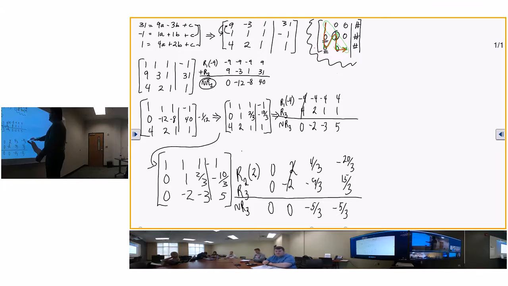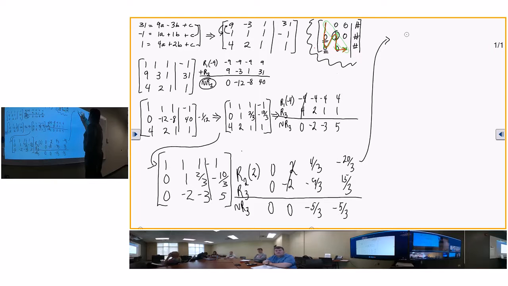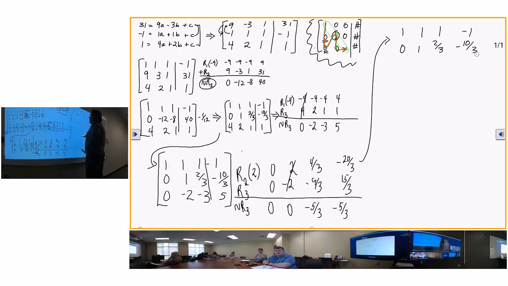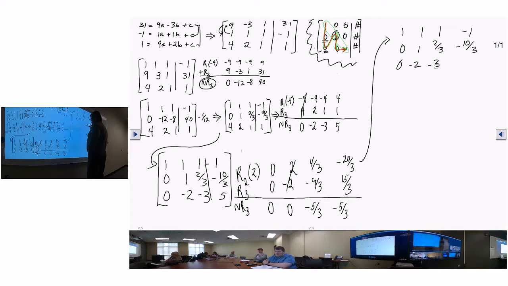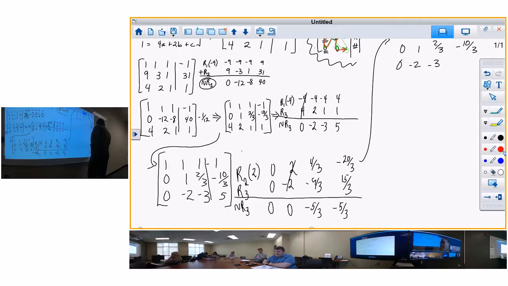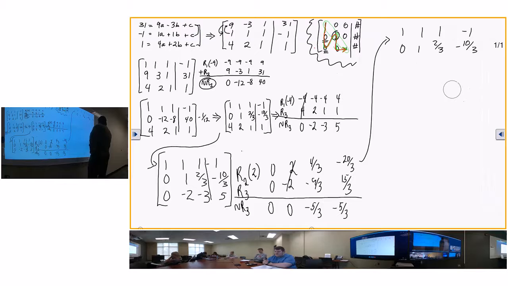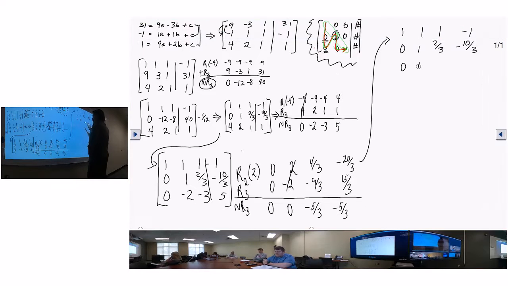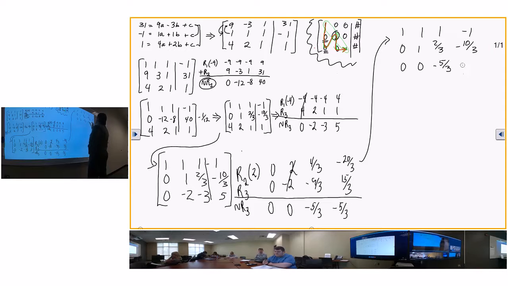So I'm going to go over here and write my new matrix. 1, 1, 1, negative 1; and 0, 1, 2/3, and negative 10/3. And then we're going to go 0, negative 2, negative 3. I'm sorry, I'm writing the old one. I need to write the new one: 0, 0, negative 5/3, and negative 5/3.